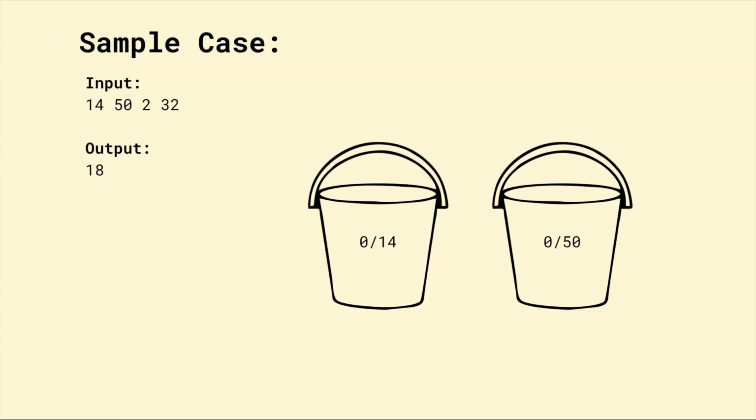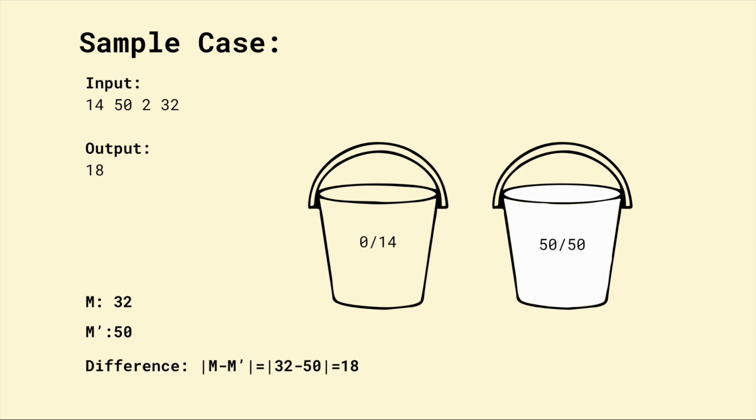Now let's take a look at the sample case. We have a pail with a capacity of 14 and a pail with a capacity of 50. We can perform up to 2 operations and we're trying to get a target milk of 32. For the sample case, we can just fill the 50 pail, as that means there is a target value of 32 and 50 milk in the pail. As a result, we get a difference of 18, which aligns with the output.